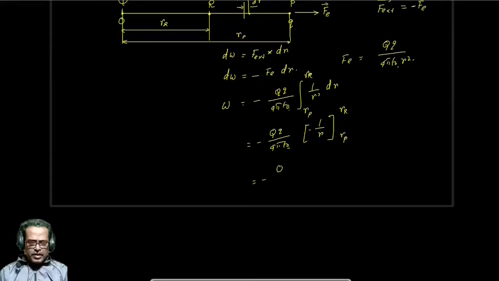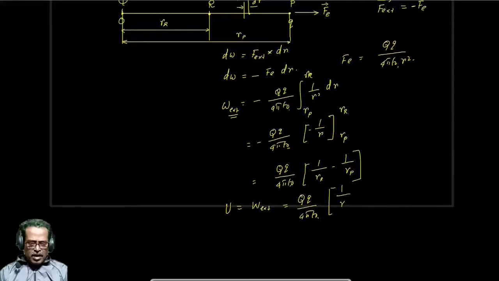which is equal to Qq by 4 pi epsilon 0, and this minus will be cancelled with this minus, so 1 by R suffix R minus 1 by R suffix P. Now we know that work done by the external force is stored as potential energy, so we can say that the potential energy U is equal to W external, that is equal to Qq by 4 pi epsilon 0 into 1 by R minus 1 by Rp.